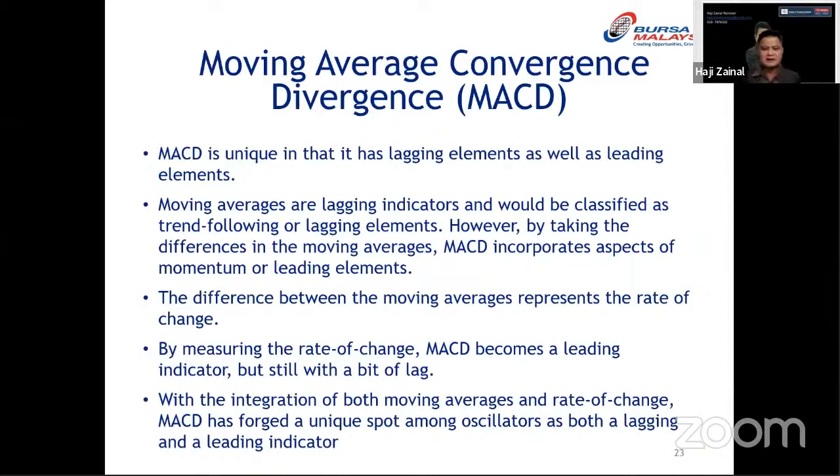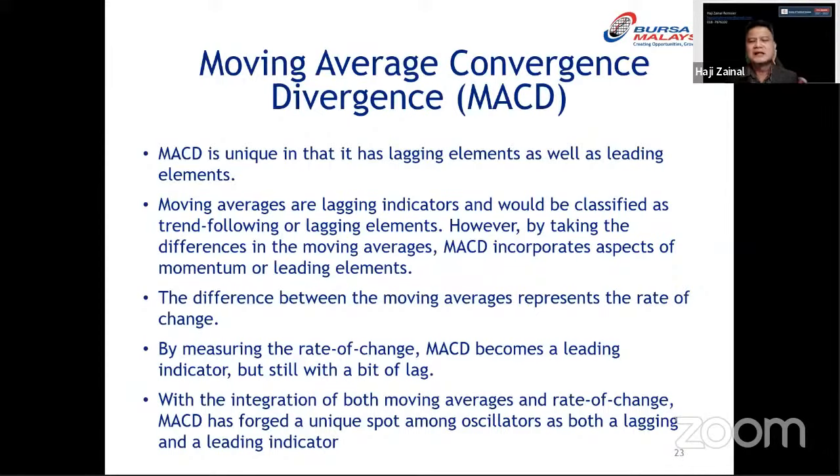One of the popular oscillators is the MACD. MACD is unique in that it has a lagging element as well as a leading element. A moving average is usually lagging and classified as trend following. However, by taking the difference between moving averages, MACD incorporates the momentum aspect as a leading element. I'm not going to teach you how to calculate the MACD. I think you can Google it.